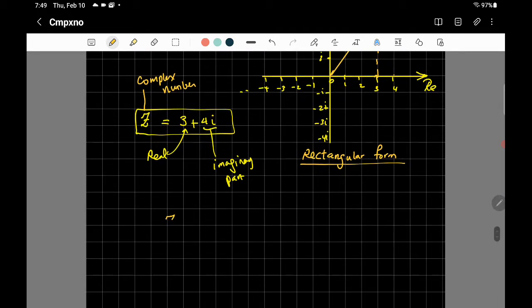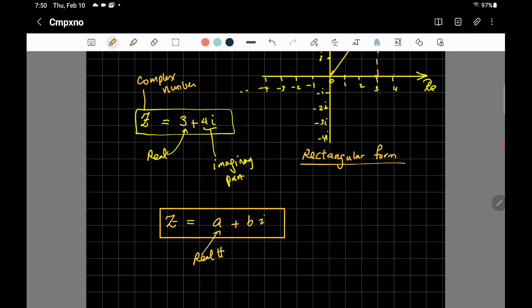So in general, z is equal a plus bi. That's the real number, and that's the imaginary number, and this one we'll call it complex number. And this representation is in rectangular form or Cartesian.